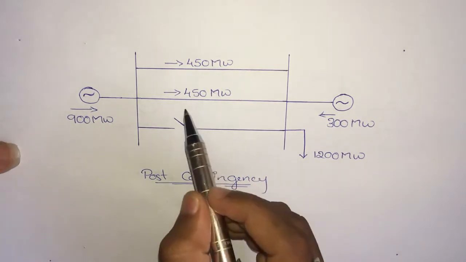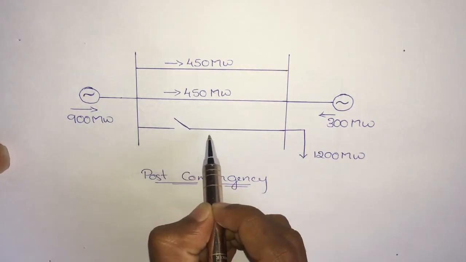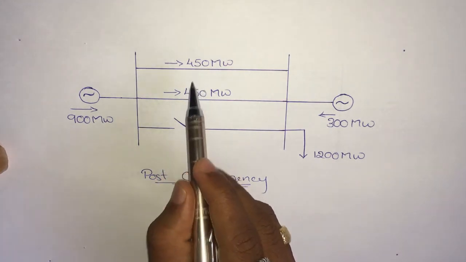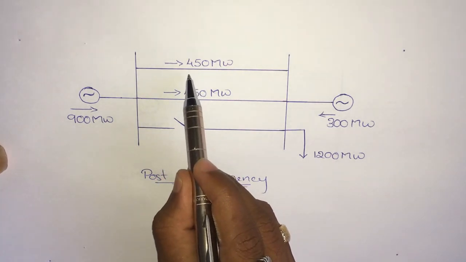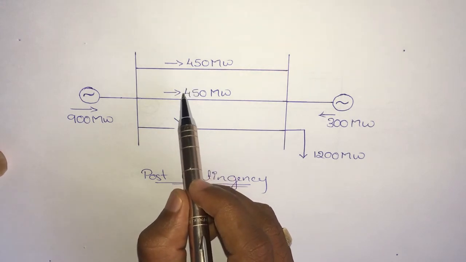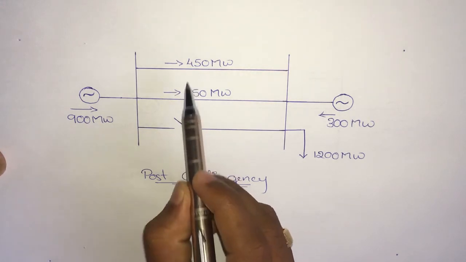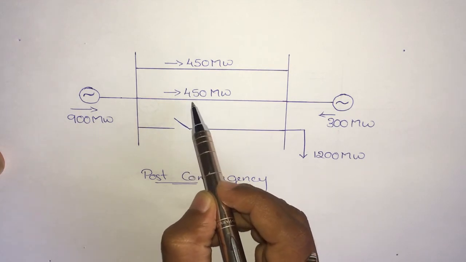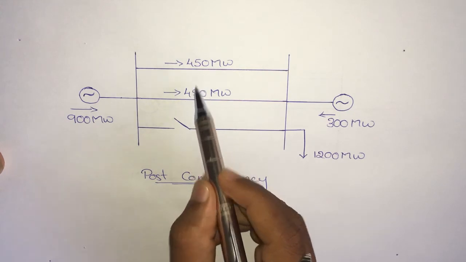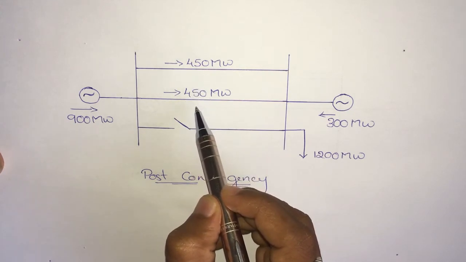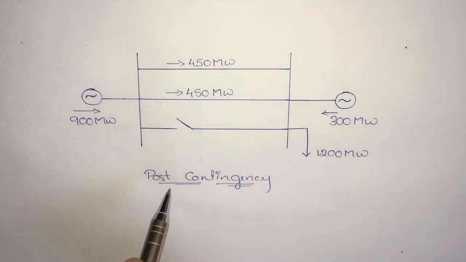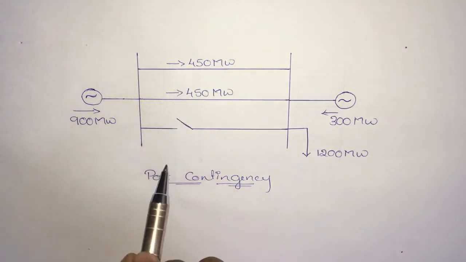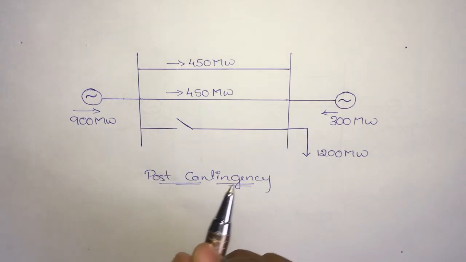Here you can see, since there is a fault in the third line, the first and second lines are overloaded. Previously it was 300 megawatt, now it is 450 megawatt. Here we can see the violation of the line power flow. Previously the economically optimal supply was 300 megawatt. Now it has been exceeded to 450 megawatt. 150 megawatt is in excess on each line. This is the case we call post contingency. Two lines are overloaded.